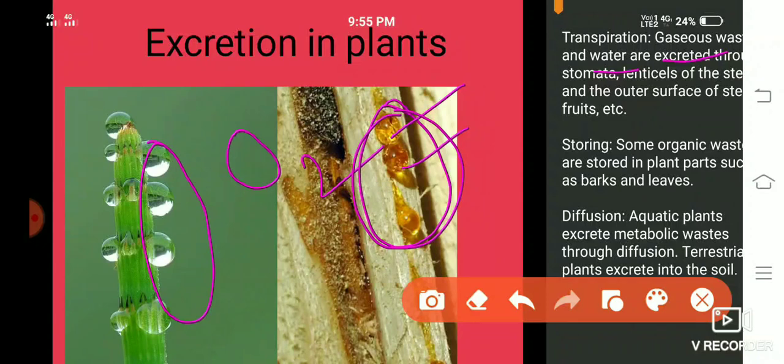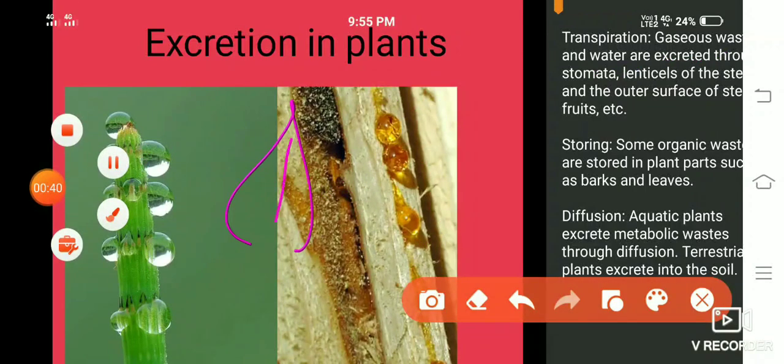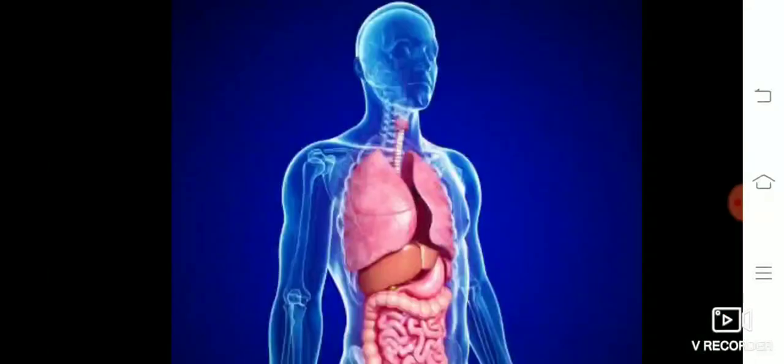Then roots also excrete the waste products into the soil. Apart from all that, some waste products are also stored in leaves. What happens is, especially the waste products are actually stored in the vacuoles. And finally, that particular leaf will fall off. So these are the various methods in which plants get rid of their waste products. With this, we have come to the end of the lesson, life processes.